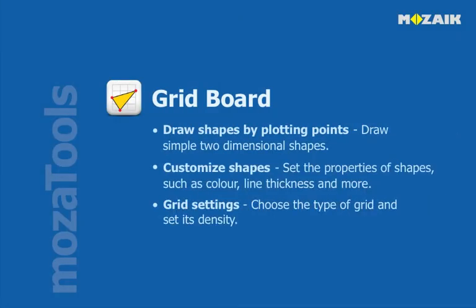Gridboard. Draw shapes by plotting points. Draw simple, two-dimensional shapes. Customize shapes. Set the properties of shapes such as color, line thickness, and more. Grid settings. Choose the type of grid and set its density.